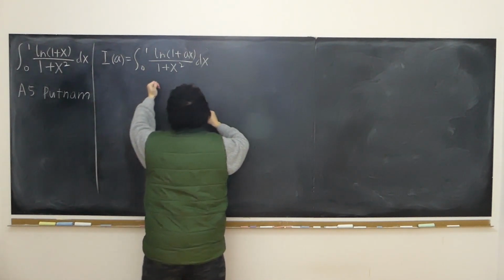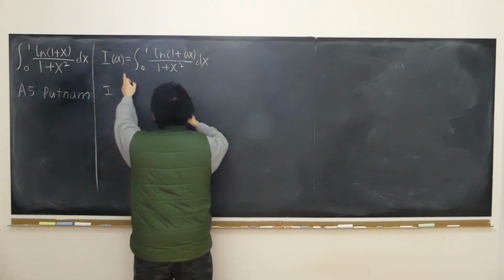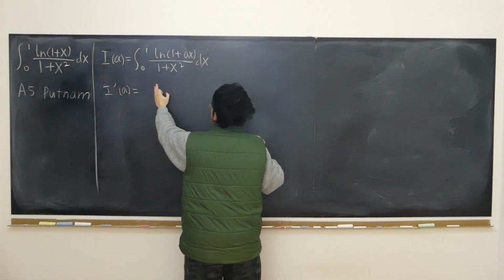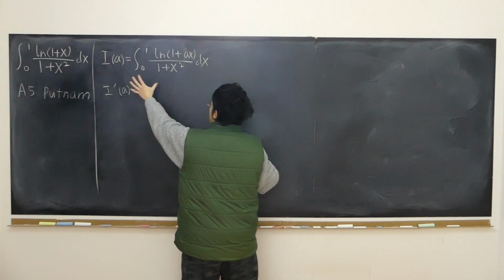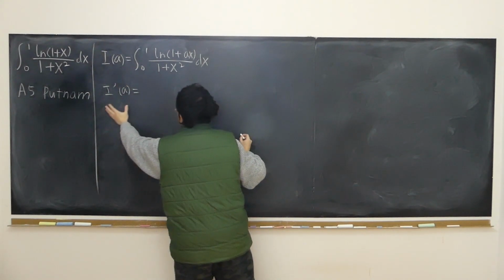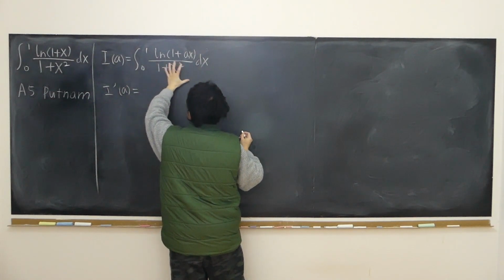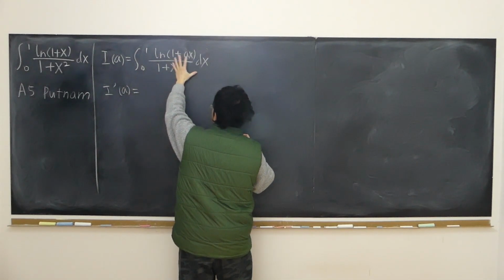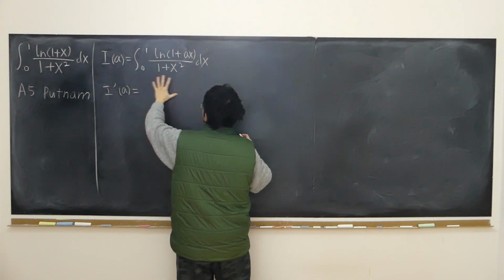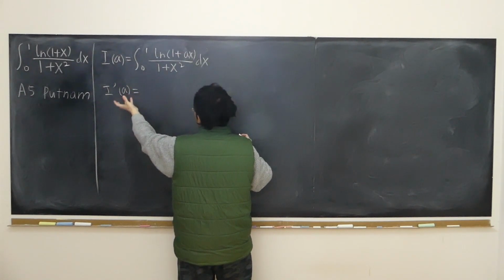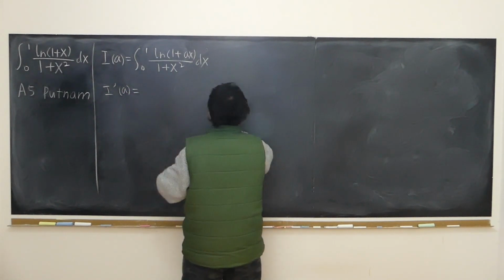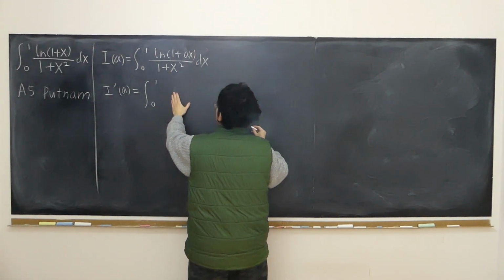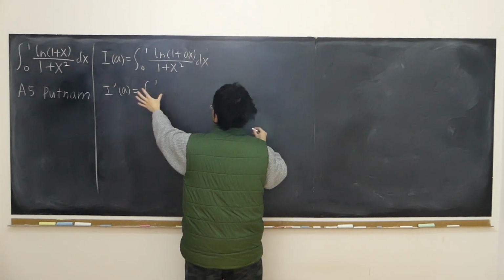So I of a is equal to, so we differentiate with respect to a. So I dash a is now equal to, in fact, here we want to first do the integration, then differentiate. But you know what? We can first differentiate inside, then we integrate the whole thing. We can actually switch the order of integration and differentiation. I'll maybe make a video in the future to explain the reason why. But this is easily verifiable.